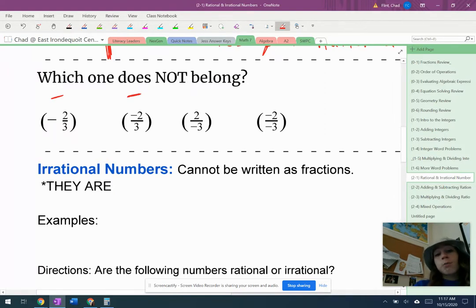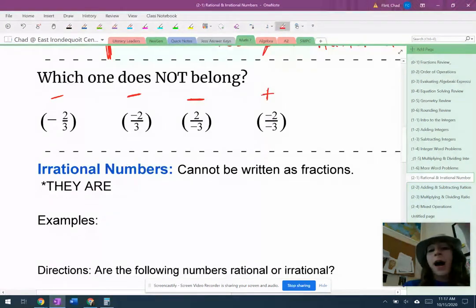Option 3 has positive 2 divided by negative 3, which is the same thing as that one right next to it to the left. The only difference is that the negative sign is with the 3. But if I have a positive divided by a negative, those are still different signs, and that still results in a negative. Now, let's check out this last one. This one here has a negative 2 divided by a negative 3. A negative divided by a negative actually ends up being a positive.